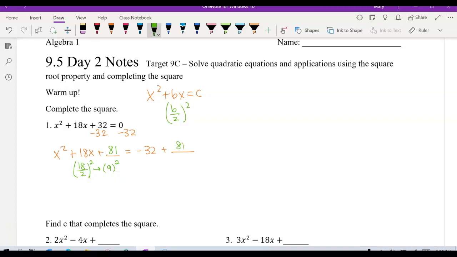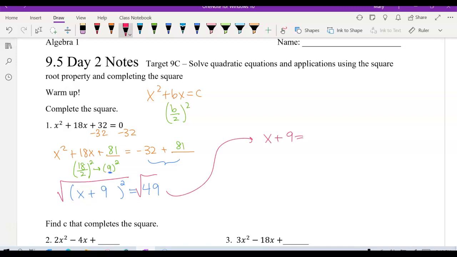On the left-hand side, this is now something factorable. It is always going to be x plus or minus whatever you got when you did b divided by 2. And that's quantity squared. And on the right-hand side, we're actually going to add those together to get a 49. At this point, now we can go ahead and solve using square roots. So we're going to square root both sides, and we get x plus 9 equals.